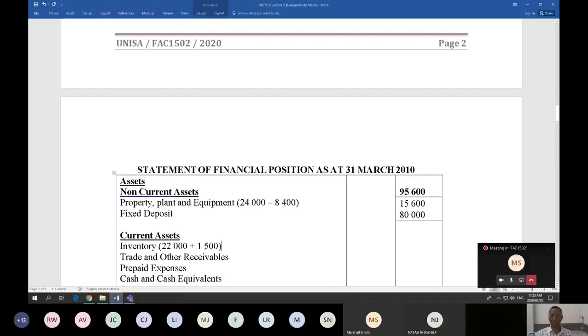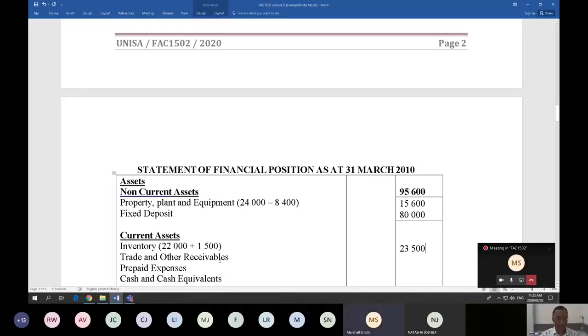So when you do your statement of financial position, you must show your inventory now at 23,500 Rand. That is the value of your inventory.